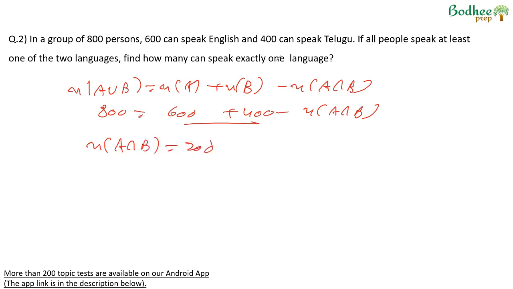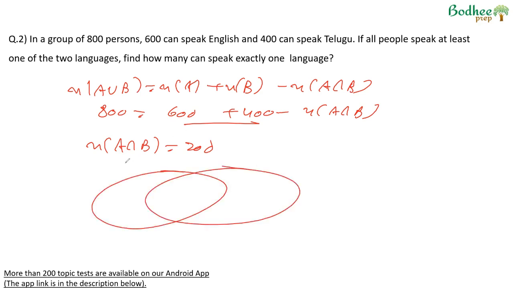How many people can speak exactly one language? Now I draw the Venn diagram. I say English and Telugu. 200 speak both languages. 600 speak English, 200 here. So 600 minus 200, 400 only English. 400 speak Telugu. Therefore, 400 minus 200, 200 only Telugu. 600 will speak exactly one language.